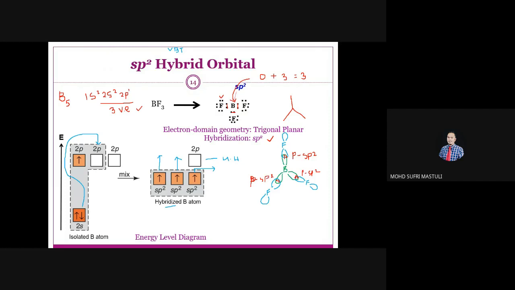Okay. So this is the geometry. It's the same trigonal planar boron, and then like this: sp2, sp2, sp2 overlapping with the p orbital of F, p orbital of F, p orbital of F. So that's for the sp2.